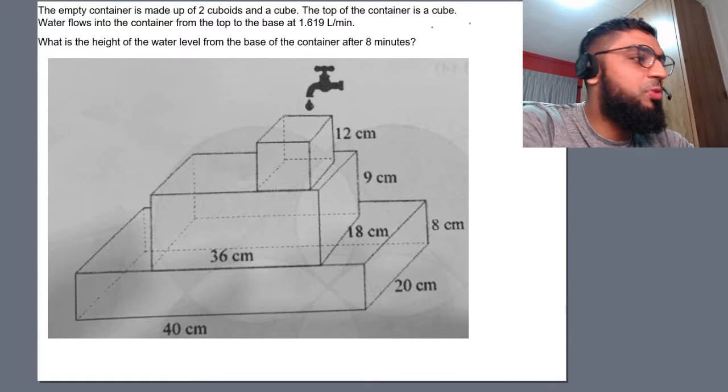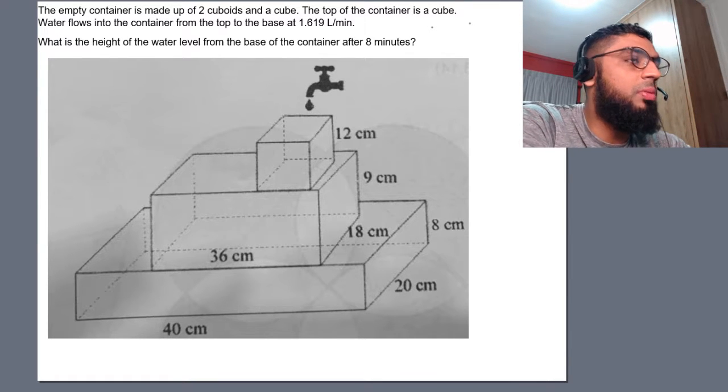Alright, so today we will talk about this volume problem sums. Okay, let's discuss this question.